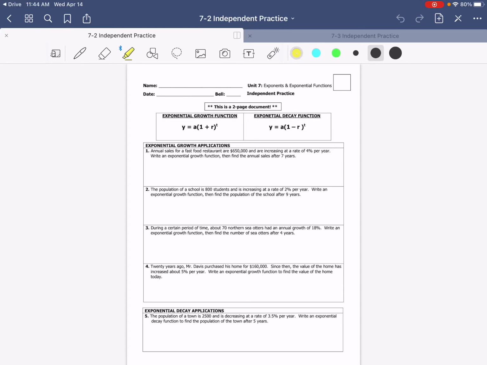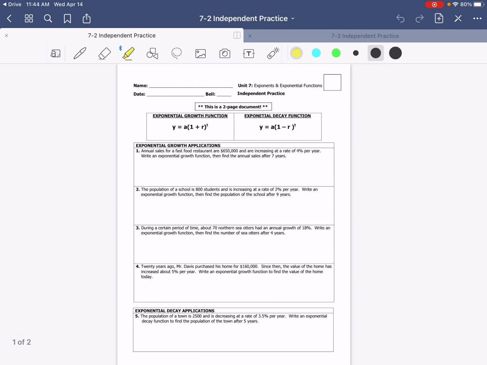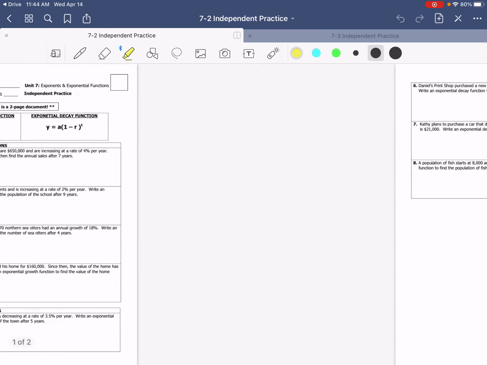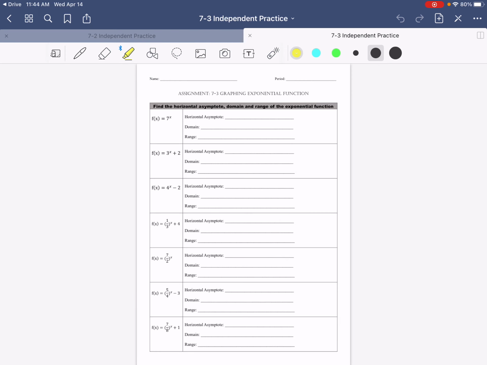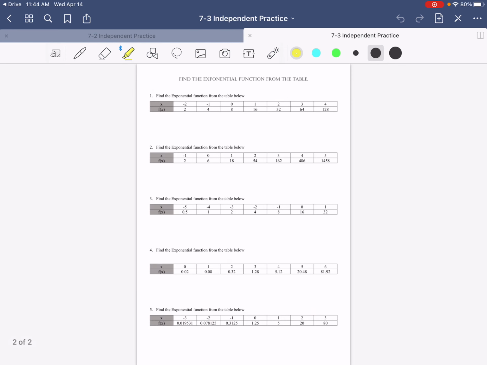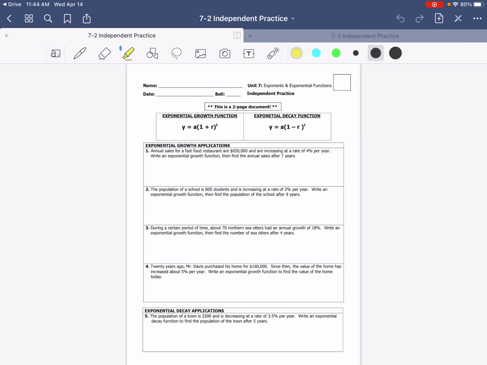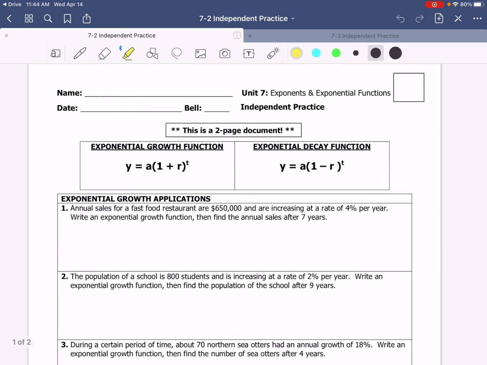Hello guys, welcome back to algebra class. So this time we are going to review the exponential functions that we have learned. We have word problem based, graphing based, and table based, okay? So let's get started.